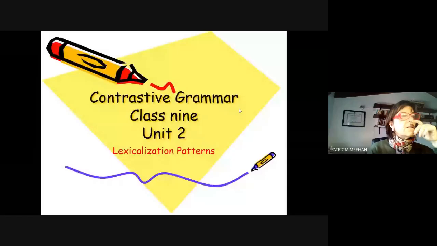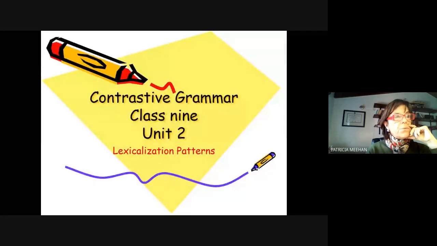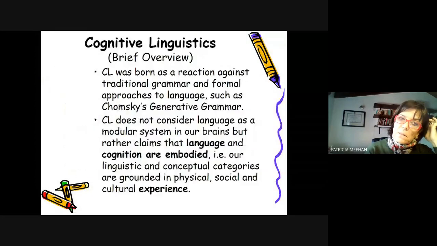Okay, Sophie, so if you can share the screen, we'll go to the brief view on cognitive linguistics. I think it's there. Okay, excellent.